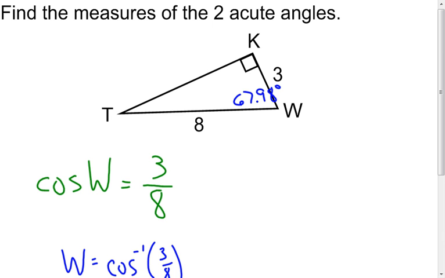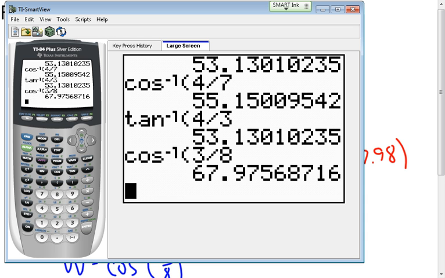You have two choices here. I would probably go with the fact that I know the three angles in a triangle add up to 180 degrees. I would just take my 180, subtract out 90 plus 67.98 and figure out what my answer is. Come back to my calculator, I'll do 180 minus, I'll type it in just like I had on the other screen.